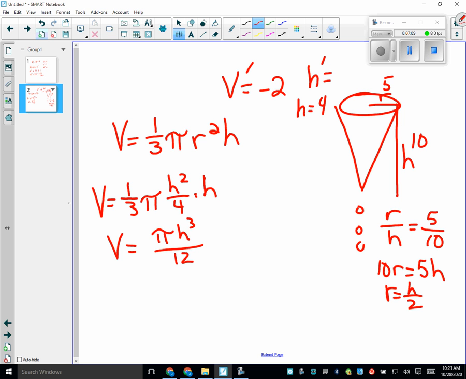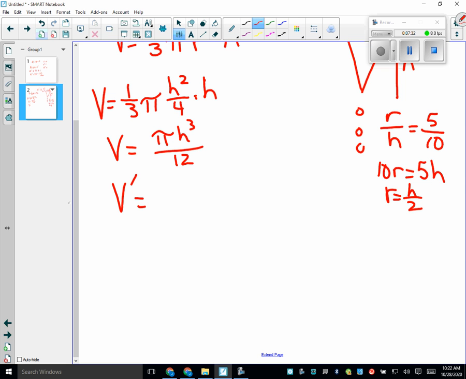Now I have it where I'm dealing with V and H only, right? Can I take the derivative? What is V prime? Pi over 12, 3 H squared H prime. So pi over 4 H squared H prime. Is that right?